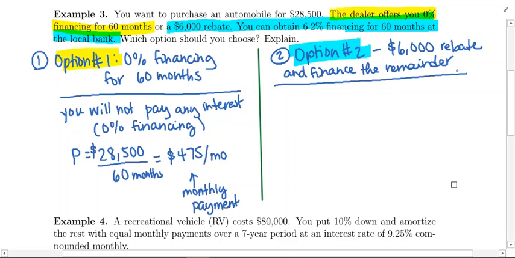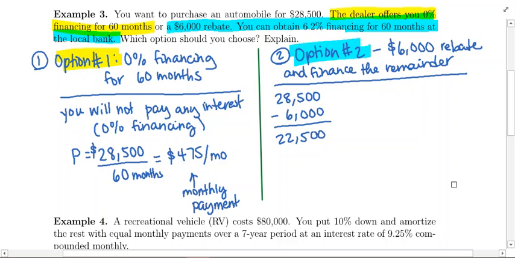So what is a rebate? It's like free money. We first have to apply the rebate. So the car costs $28,500, and you get a $6,000 rebate. That means they take $6,000 pretty much instantaneously off of the purchase price. So the car is only going to cost you $22,500. That is the amount that you're going to have to finance.